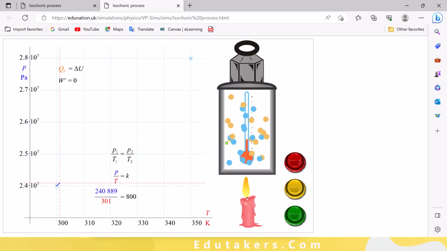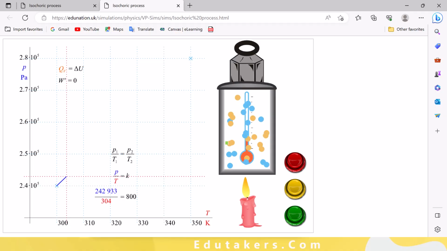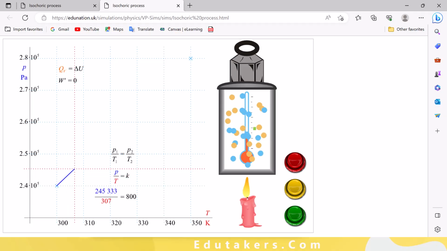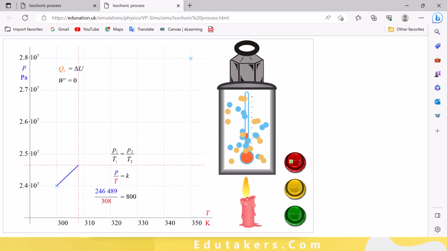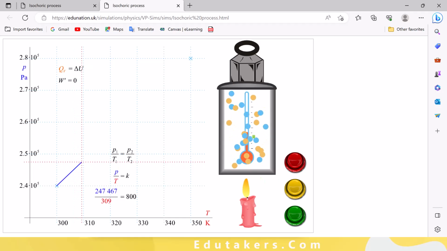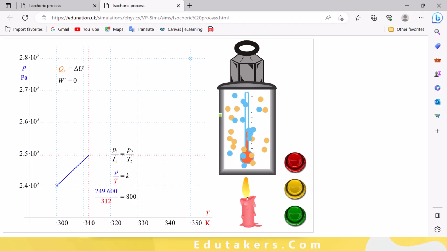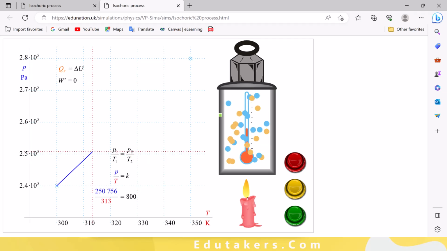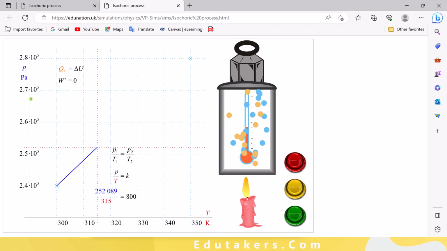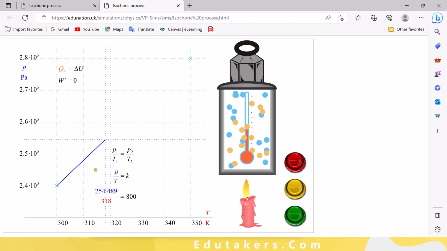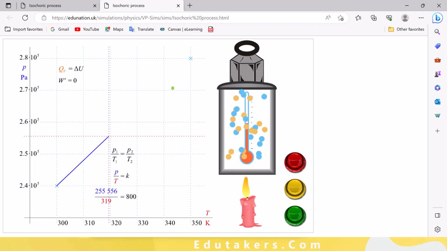I'm heating this system, which means that I'm going to increase the temperature. You will see that the particles start moving very quickly inside this container. It means that their speed increases and their collision with the wall also increases. Due to the increased collisions with the wall, the pressure increases, and you get a straight line on the pressure temperature graph at constant volume. You can observe this curve by heating the system.